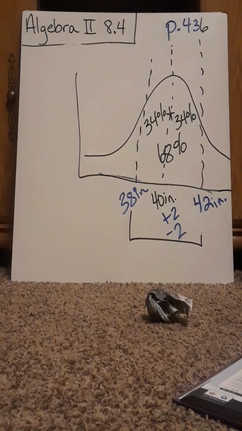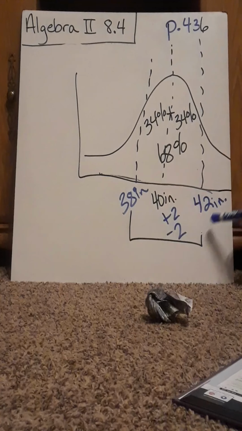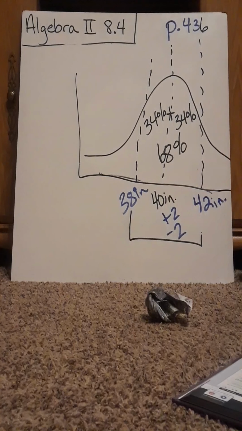How do we know that? Because we know that this data has a normal distribution, and if we know that it has a normal distribution, then we can make predictions because we know that there's a pattern to that data. Okay, so we're using the pattern that we know exists to be able to make predictions. Okay, so we know that 68% of our data will lie between 38 inches and 42 inches for chest circumference.